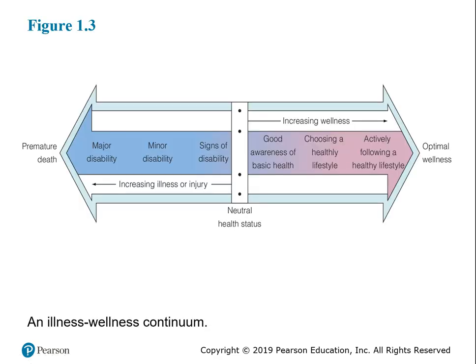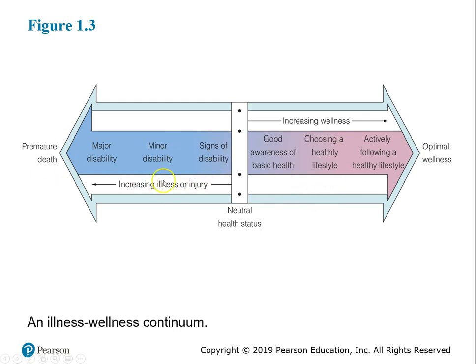Okay, and so if we look at this diagram here, that's what this is showing you. So here's neutral health status. This side is the more positive side, right? Increasing wellness until you're ending with an optimal amount of wellness. So you're doing all those things that you're supposed to be doing, right? You have a good awareness of basic health. You're choosing a healthy lifestyle, meaning you're eating healthy foods, you're exercising, what have you. That's going to put you towards this end, okay?